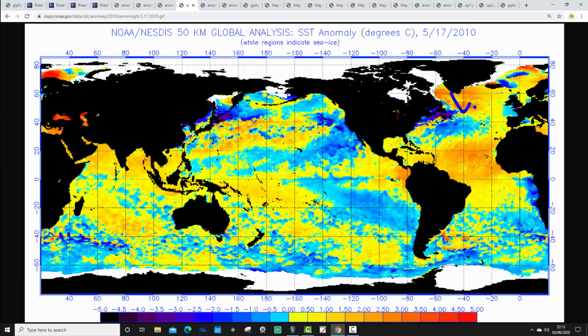We're warmer than average here to the south of Greenland. We're colder than average just there and just there. And then look how warm we are through the tropical Atlantic. So it's warm through the tropical Atlantic, cold through the middle of the North Atlantic from the eastern seaboard of America over towards Spain and the Bay of Biscay. And then warmer again to the south of Greenland. And that's a classic tripole.